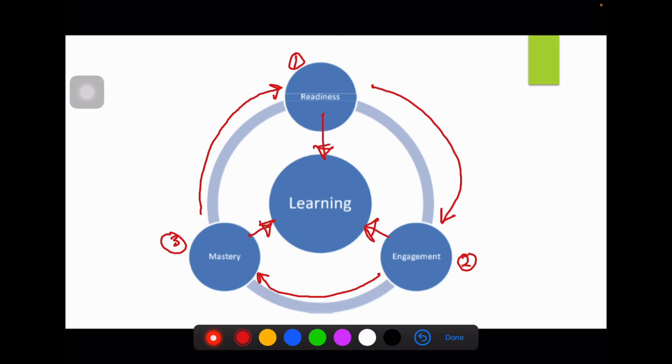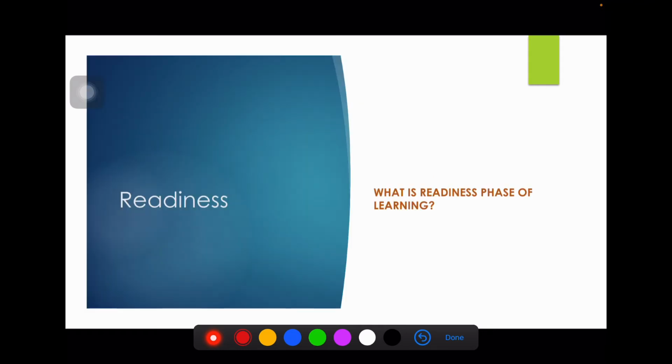Remember that when you design a lesson plan or when you design an activity, it must lead to learning. Okay, it must lead to learning. It can be fun, it can be interactive, okay, but it must lead to learning. The students must learn the lesson that you plan for them or that you are teaching. Okay, not just having fun, but then they don't learn anything. So that's why we have the readiness, engagement, and mastery phase.